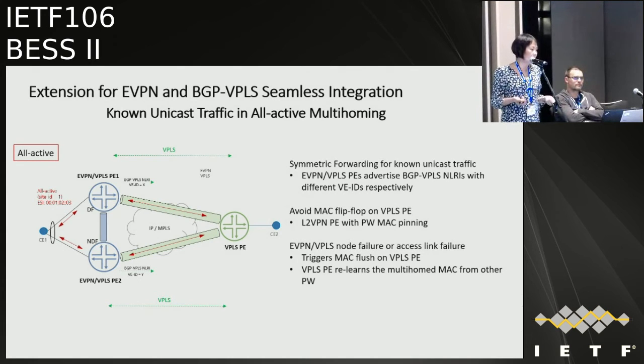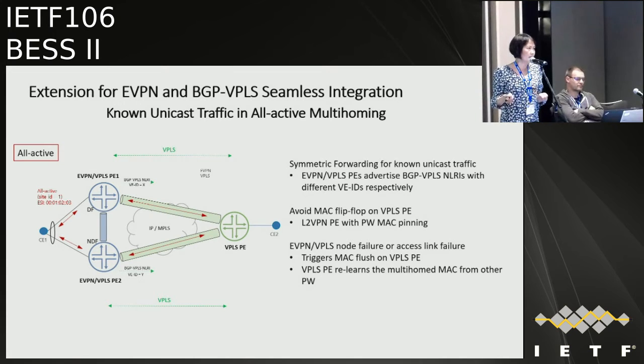So the traffic for both non-unicast and BUM traffic are symmetric in this. And the advantage for that is it does not need any forwarding plane change. Basically, we pretty much can use the existing feature for VPLS and the seamless EVPN and VPLS integration.